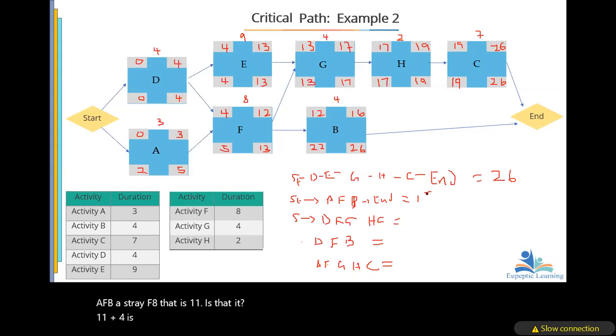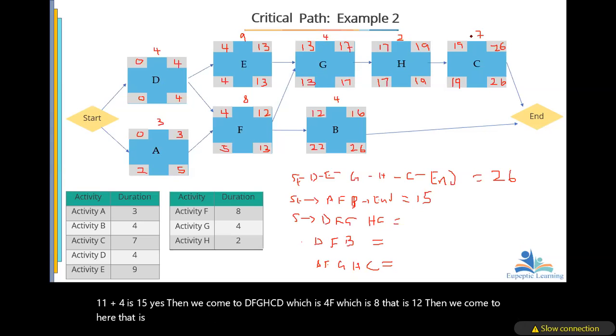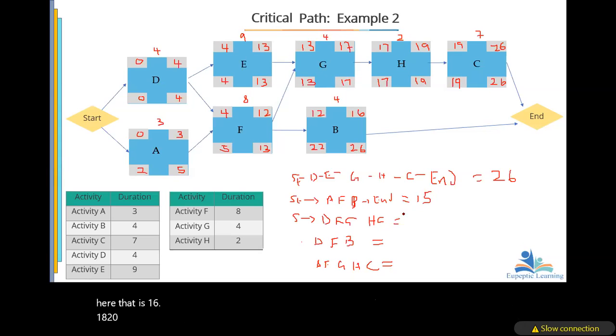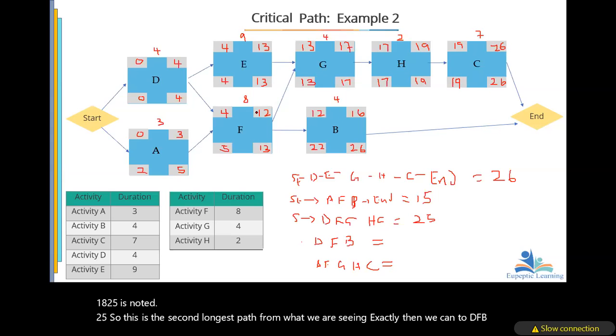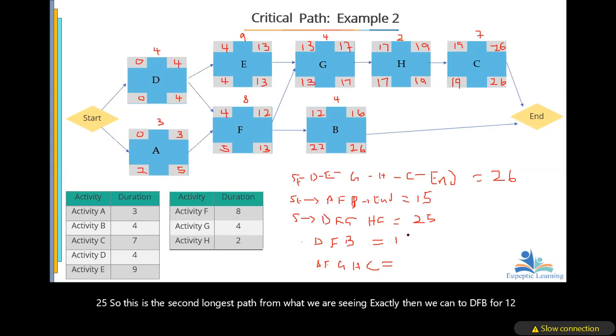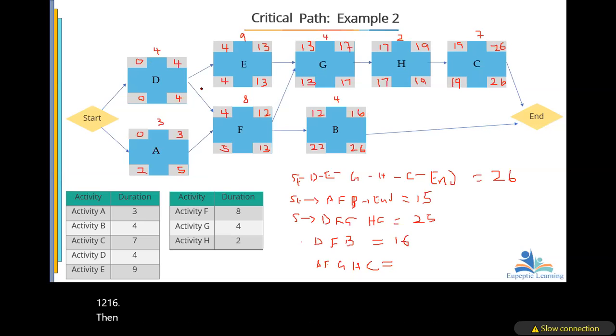Then we come to D, F, G, H, C. D, which is 4, F, which is 8, that is 12. Then we come to here, that is 16, 18, 25. Yeah, 25. So this is the second longest path from what we are seeing. Exactly. Then we come to D, F, B: 4, 12, 16. Then D, which is 4, F, which is 8.